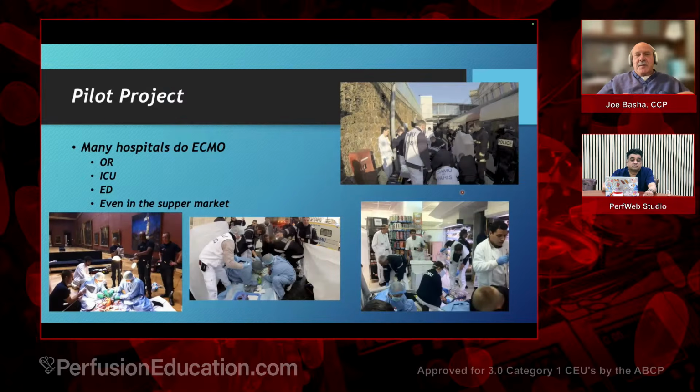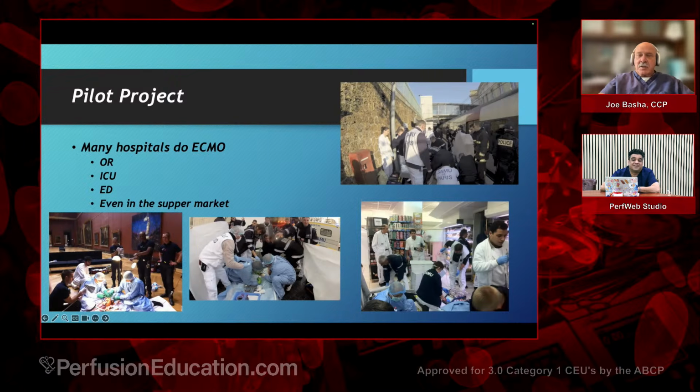So moving on from there, where do we do ECMO? Well, traditionally it's in hospitals. When it's in the emergency room, that's actually really kind of a big deal. But you look at the European model, specifically in Paris, and they're doing this in the Louvre.